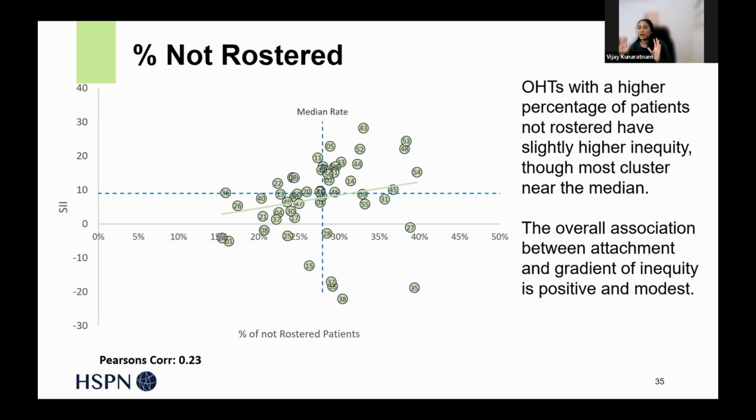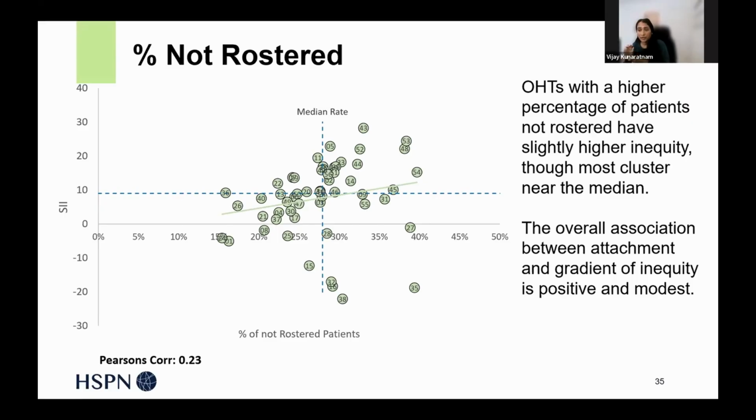Moving on to our last new indicator I will introduce, percent not rostered. So again, here our performance outcome is on the x-axis, so the higher rates here are the worst outcome. And then our SII is on the y-axis. So this graph is showing us OHTs with a higher percentage of patients not rostered are having higher inequity, right? Even though most do cluster around that median.